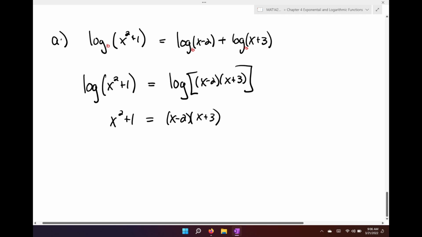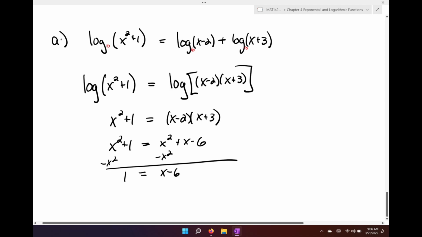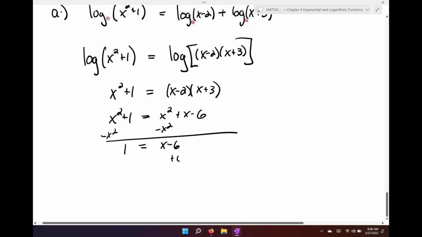And from here, we can solve this. On the right-hand side, x minus 2 times the quantity x plus 3 is going to be x squared plus x minus 6 after you distribute and expand. Then we just subtract x squared from both sides. That gives us 1 equals x minus 6. From here, we're going to add 6 to both sides to give us x equals 7.